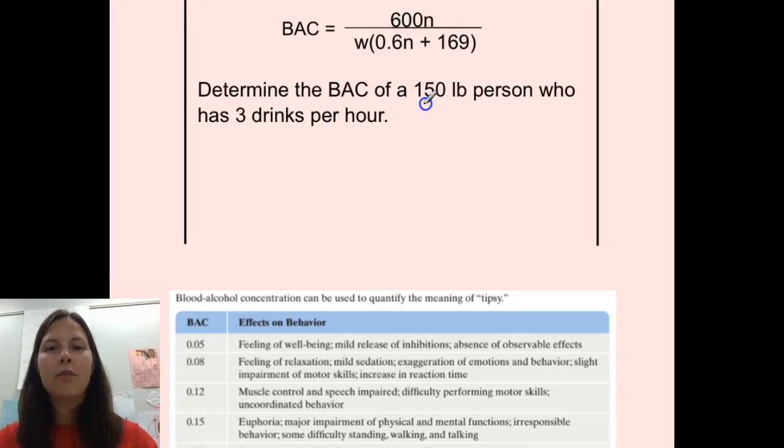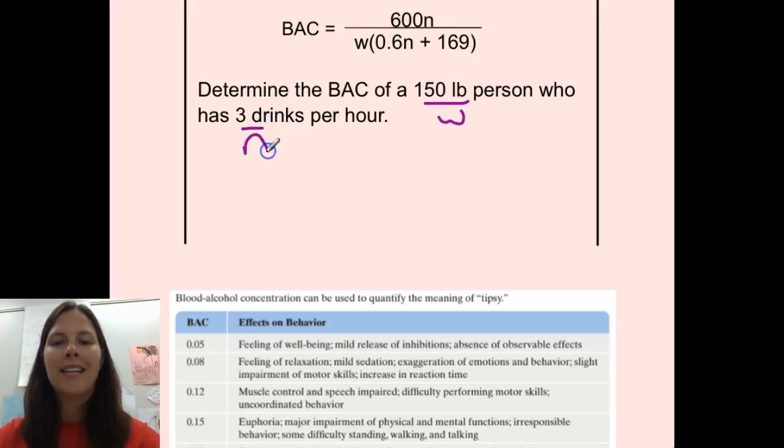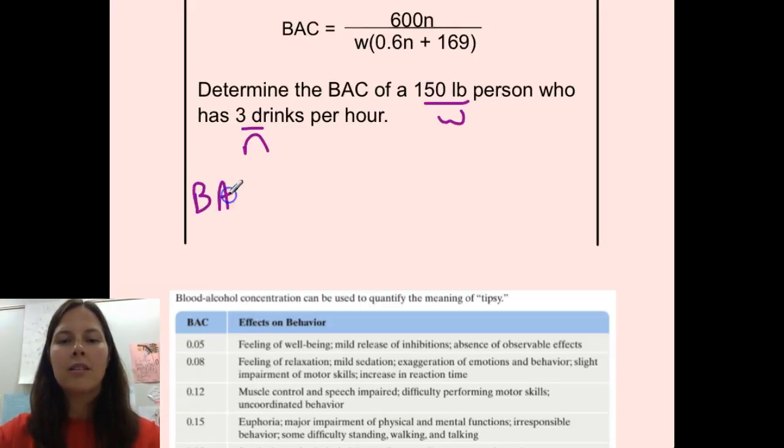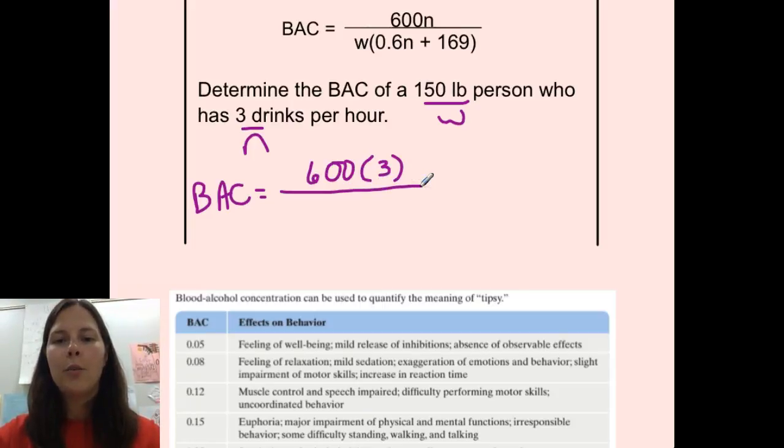So using this formula, we're going to determine the blood alcohol concentration of a 150-pound person, so that is our weight, who has 3 drinks per hour. N is the number of drinks per hour. So to get that blood alcohol concentration, we substitute those values in. So 600 in our numerator times number of drinks per hour over the weight of the person times 0.6 times the number of drinks per hour plus 169.